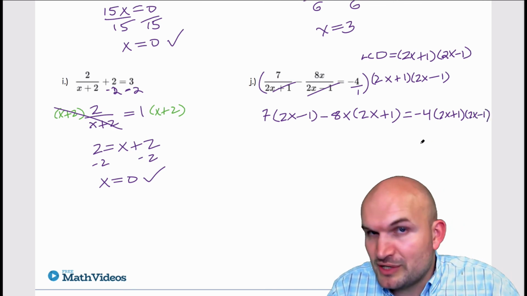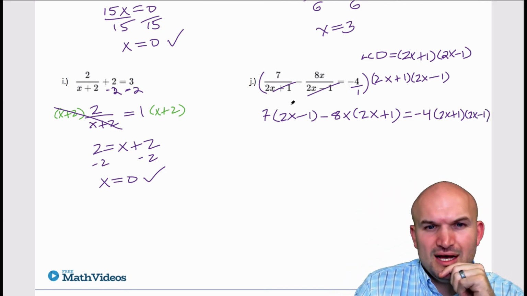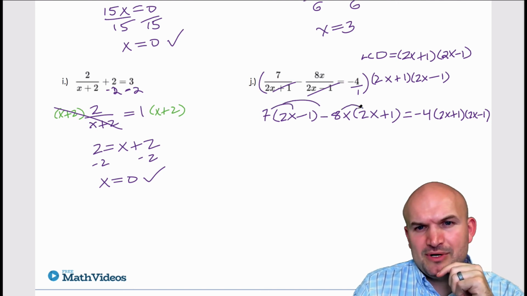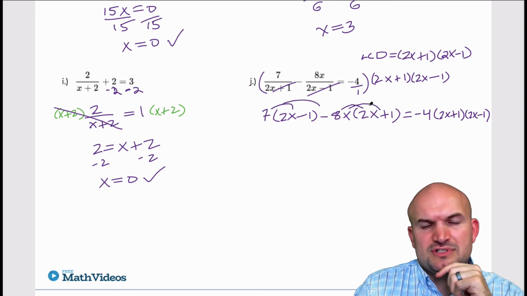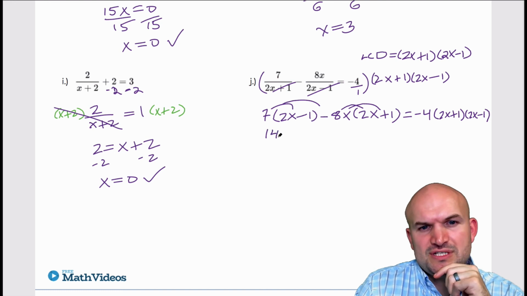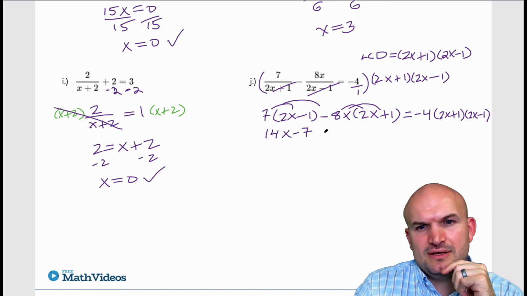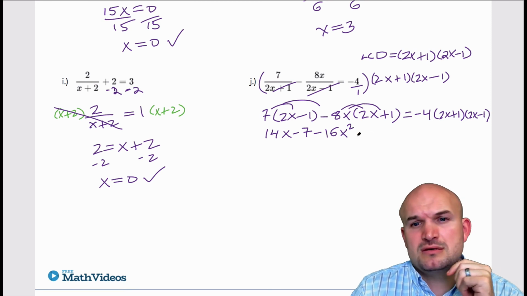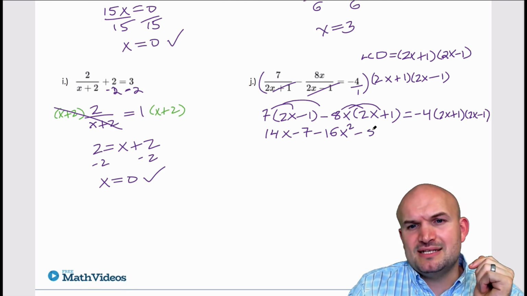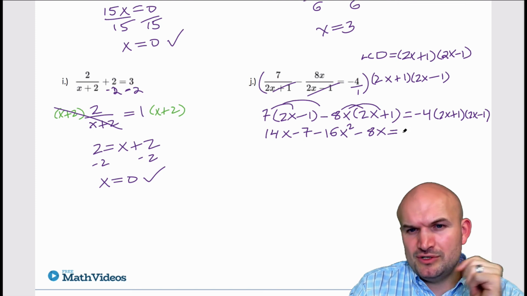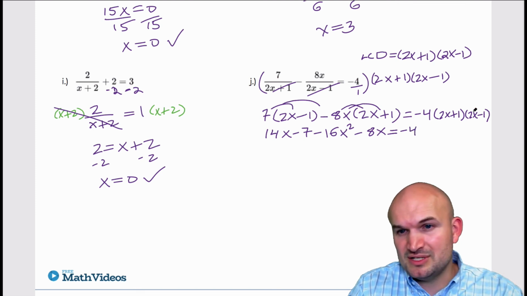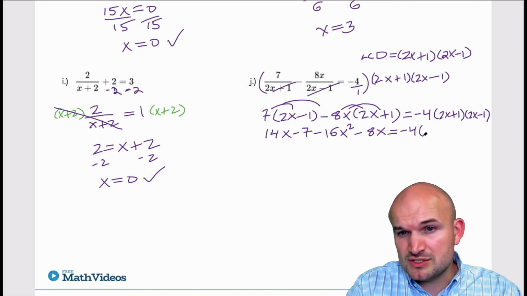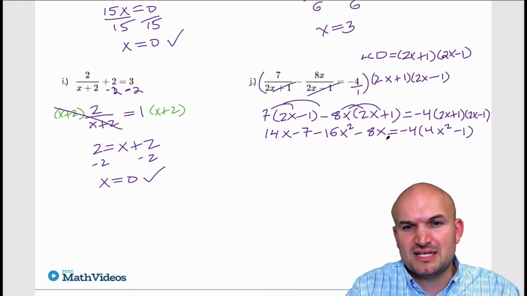All right, so eventually we're going to have to multiply these out. But let's go ahead and apply some distributive property here. And then we'll just expand that. So this is going to be a 14x minus 7 minus 16x squared minus an 8x is equal to, now I'm going to do this one other time because this is a difference of two squares. So that's going to give me a 4x squared minus 1.